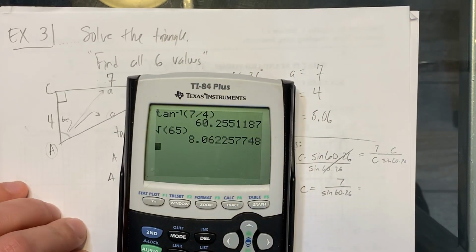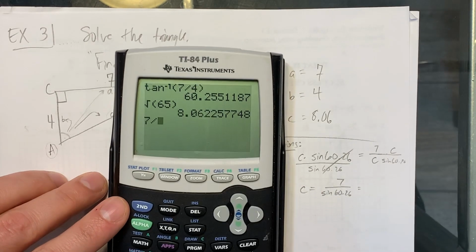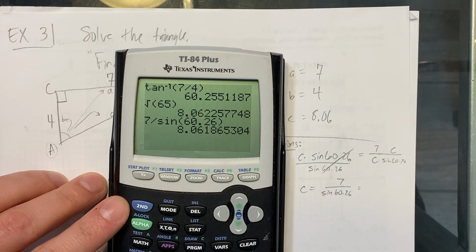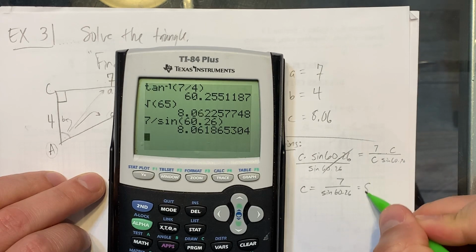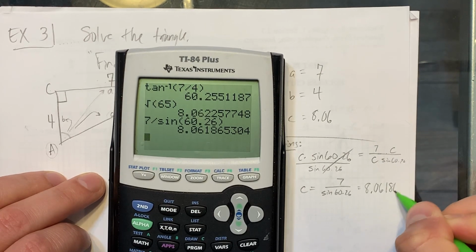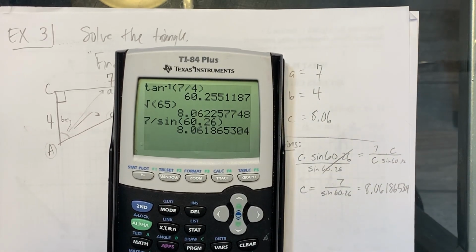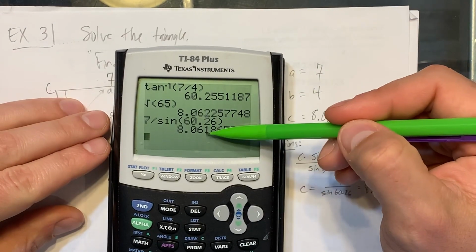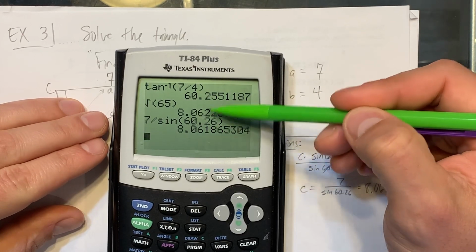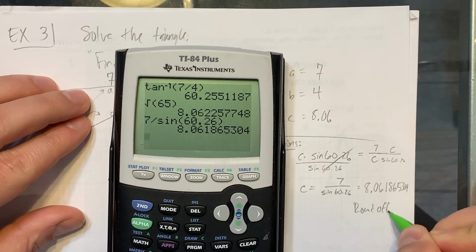Let's check this out. 7 divided by sine of 60.26. And again, we got 8.061865304. And I write all these out to show you something. If you look at these two numbers, they're very, very close. 8.06. This actually gives you something called a round off error.